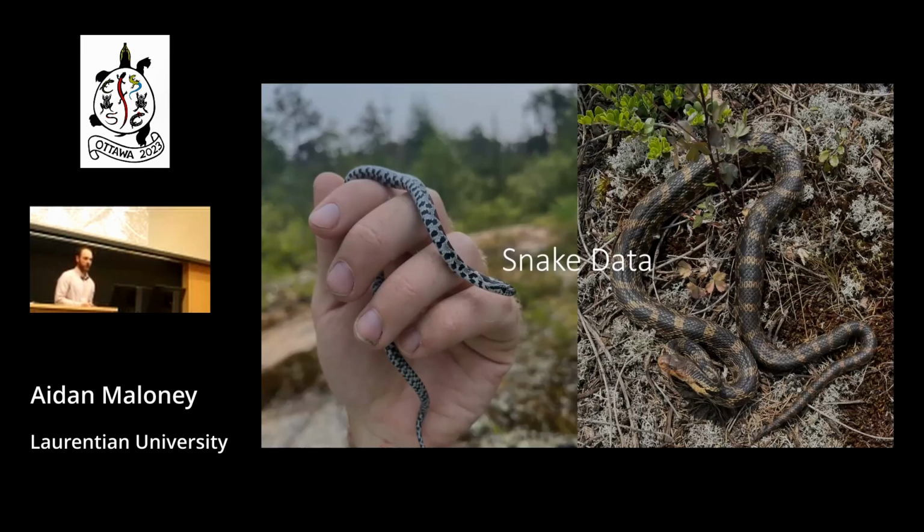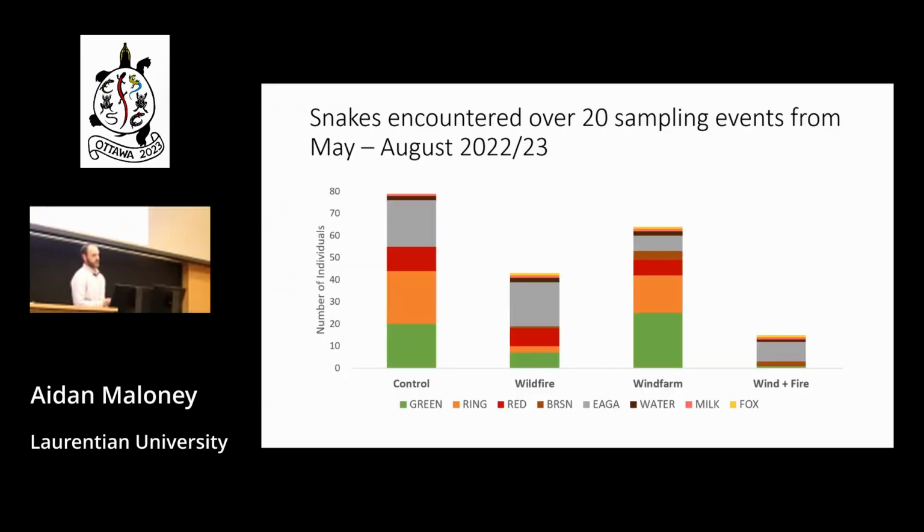So I'll just jump right into the snake data. These are all raw data collected over the past 2 field seasons, over 20 sampling events from May to August. Each color represents a different snake species. Gray represents eastern garters, for example, and green represents smooth green snakes. As you can see here, the highest overall abundance is our control treatment, followed by the wind farm, wildfire, and then the double impact wind plus fire.